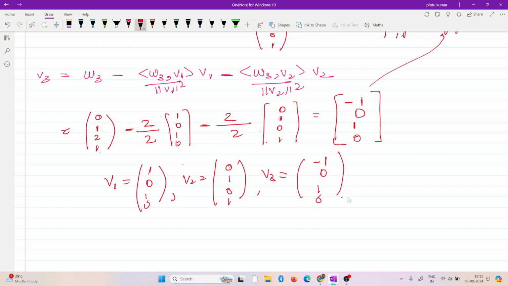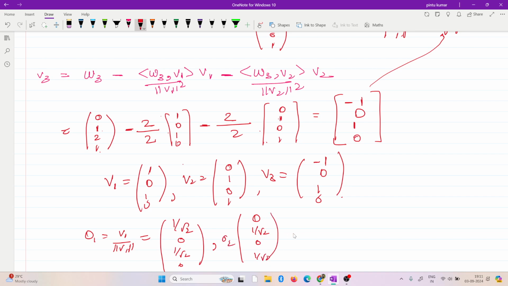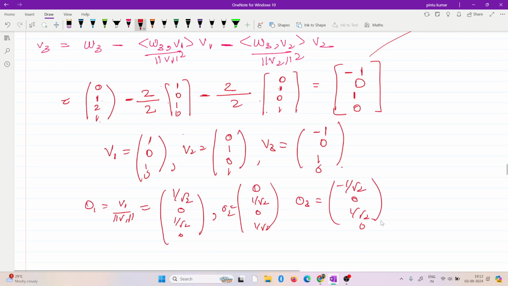Now if somebody asks you to find an orthonormal basis, you just normalize V1, V2 and V3. So your O1 would be given by V1 by norm V1, which is 1 by root 2, 0, 1 by root 2, 0. Then O2 is 0, 1 by root 2, 0, 1 by root 2. And O3 is given by minus 1 by root 2, 0, 1 by root 2, 0. This is how you can reach an orthonormal basis.